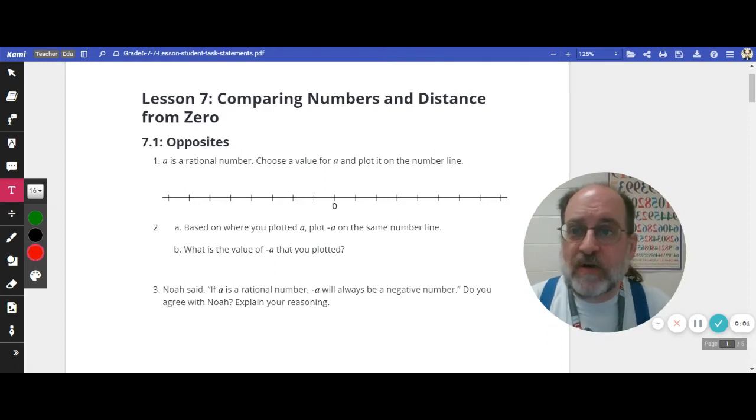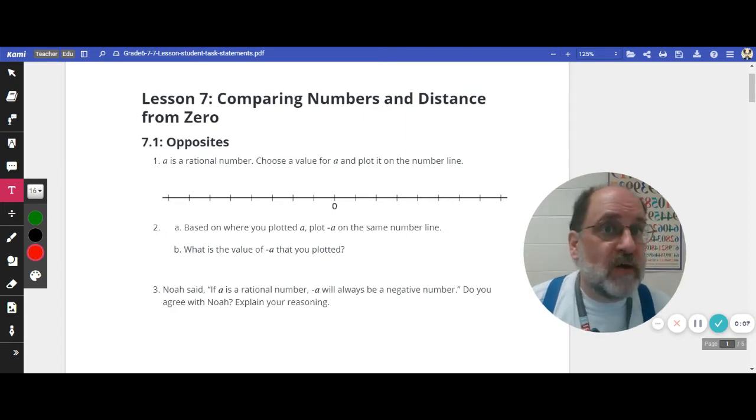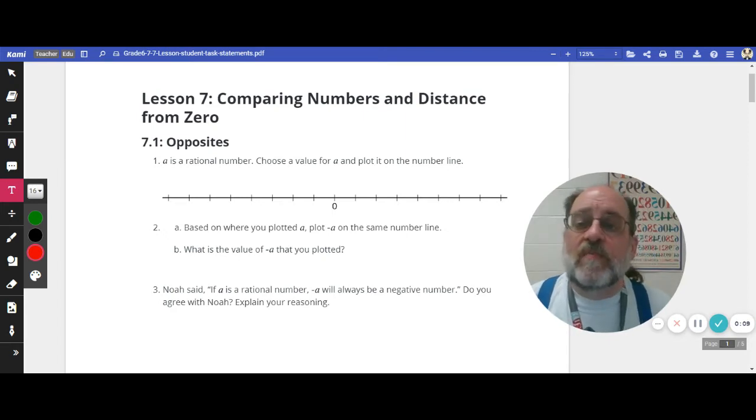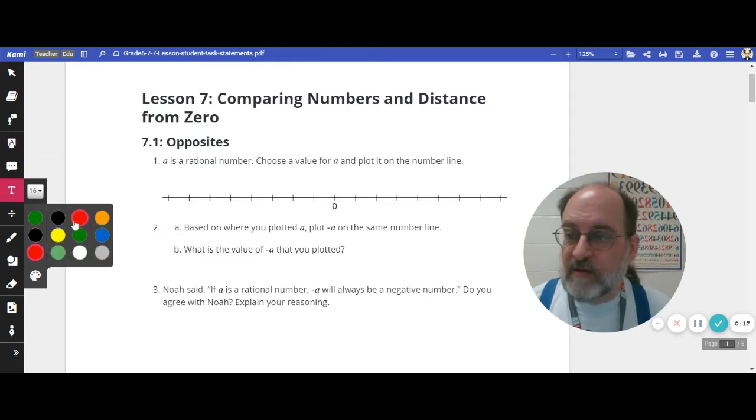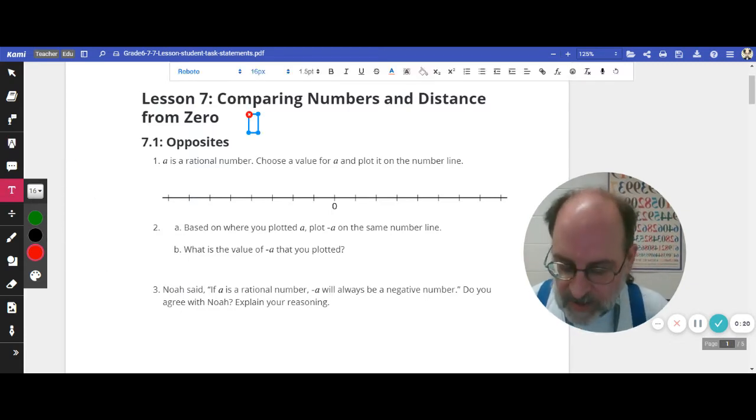Hey everybody, Dr. Schlater. We're talking about lesson 7 in unit 7, comparing numbers and distance from 0. And we're going to talk about some opposites. So for this activity, we're going to say a is a rational number. We're going to choose a value for a and place it on the number line.